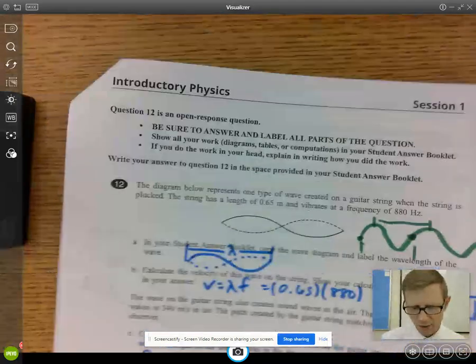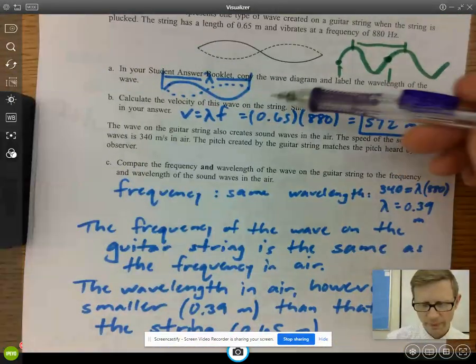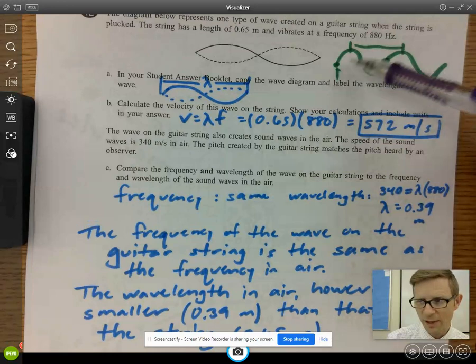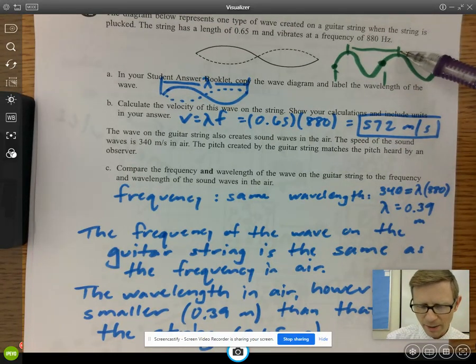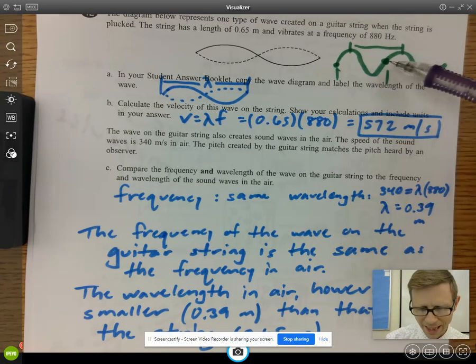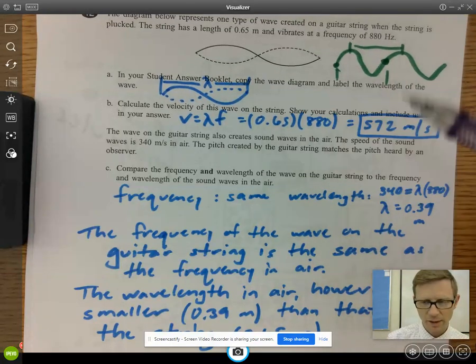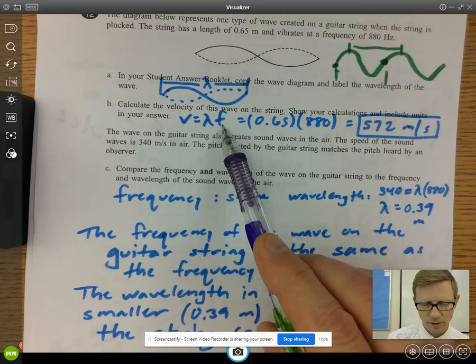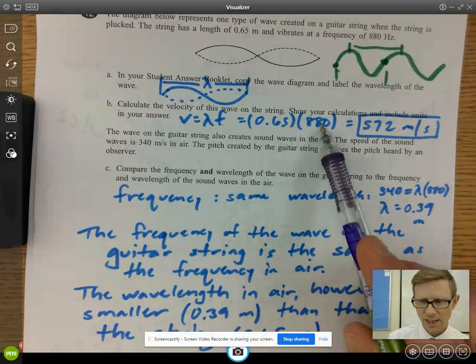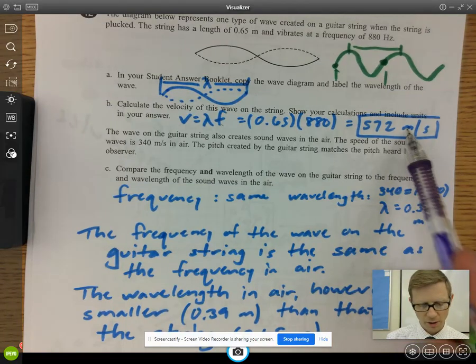Number 12, wavelength. Yeah, we taught wavelength looking like this, but if you think about it, it's also from here to here. So that is one wavelength. There it is. I labeled the wavelength with a lambda. Equation. Equation sheet. Wavelength, frequency, answer. Part C.